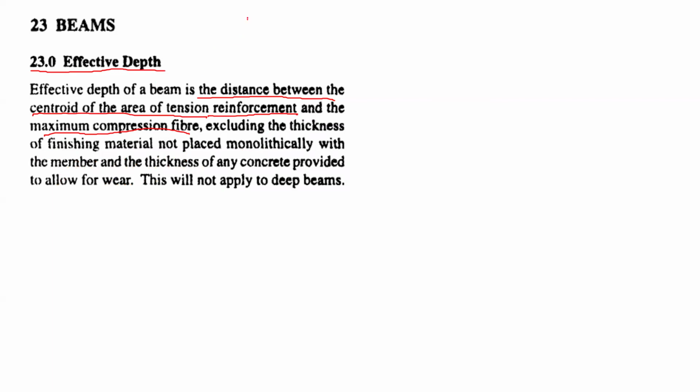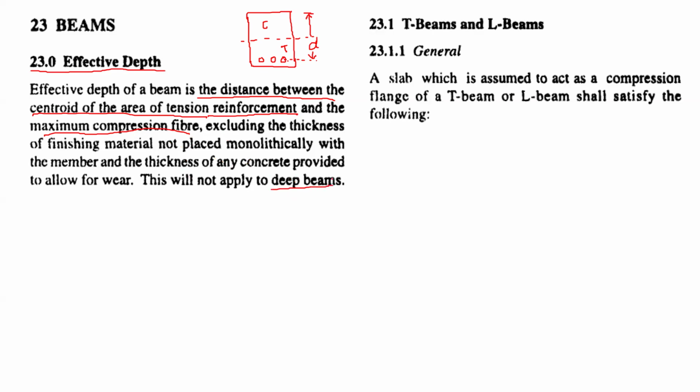So we have simply the center of reinforcement, the centroid they are mentioning. So we have like this, and in this position the neutral axis. So this part is compression, this is tension. Compression we have the maximum compression fiber. So we have the topmost fiber to the centroid of the reinforcement, to the center of this. And then we have this value as d, effective depth. This will not apply to deep beams. We are not interested in deep beams.